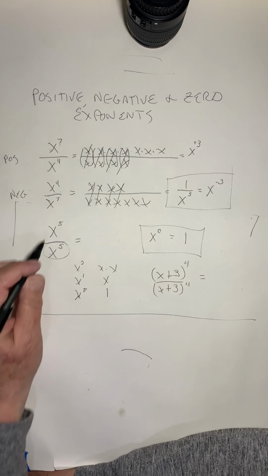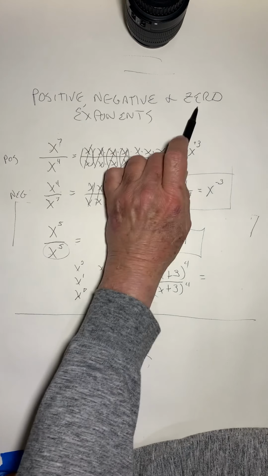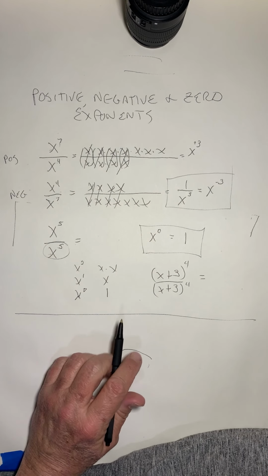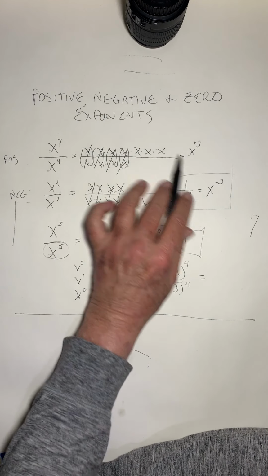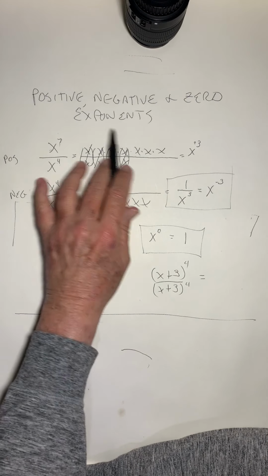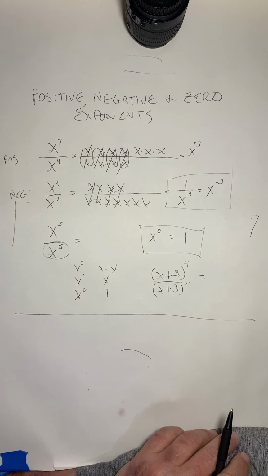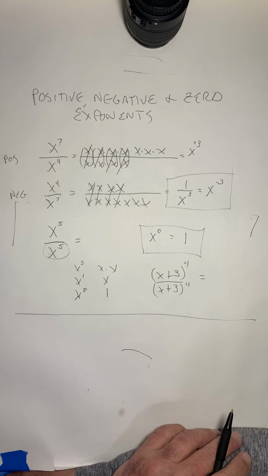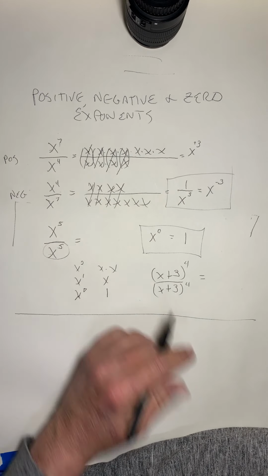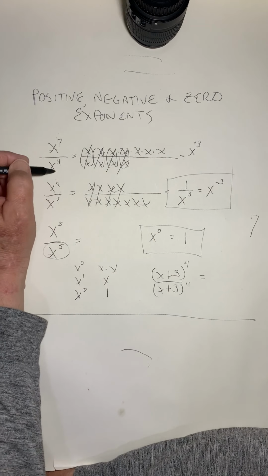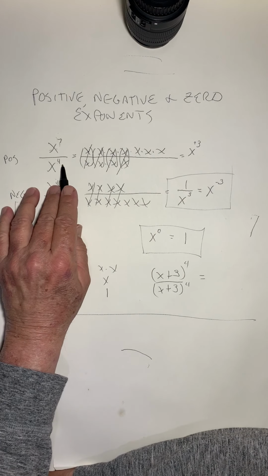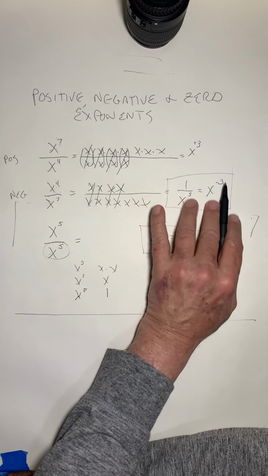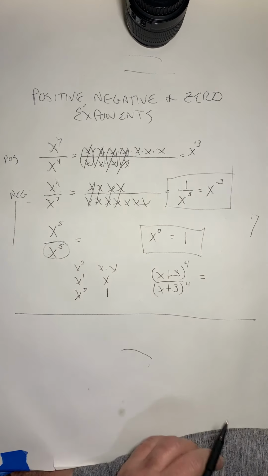So hopefully that's just kind of a quickie review of positive, negative, and zero exponents. By the way, by the same logic, I can have fractional exponents, I can have decimals, I can have whatever. So the exponents, if I use this idea that I can subtract the bottom from the top, that's where the negatives come from. That's where the 0 comes from.